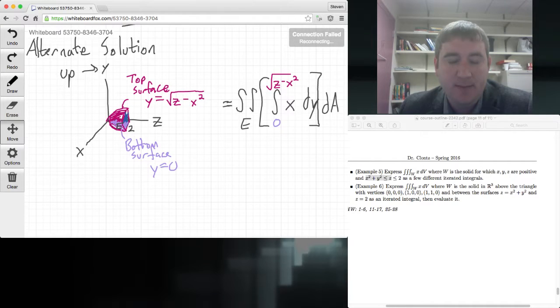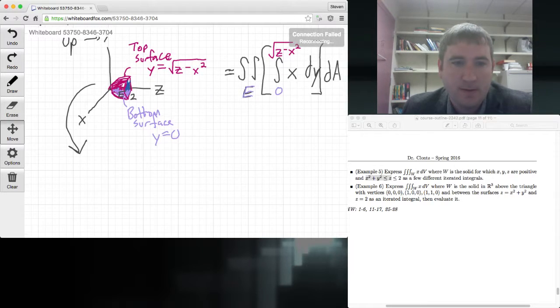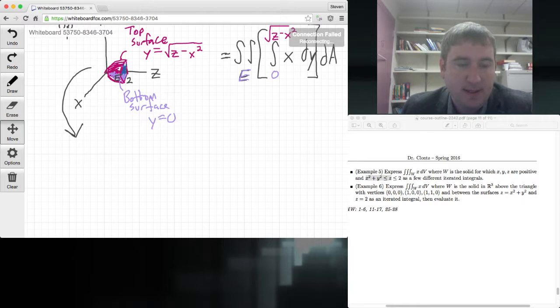Okay, now if I set it up this way, then I need to figure out what my shadow is. That's the trick, right? I need to know how to set up my shadow, E. Well, I'll do that the same way I did it the other way. I'll just draw it in 2 dimensions. But the 2 dimensions that I care about now are the x and the z axes.